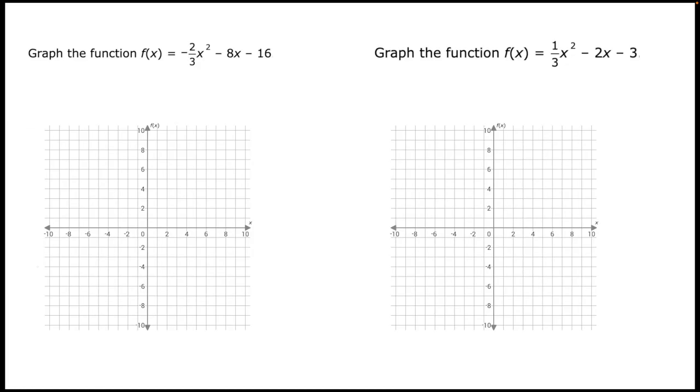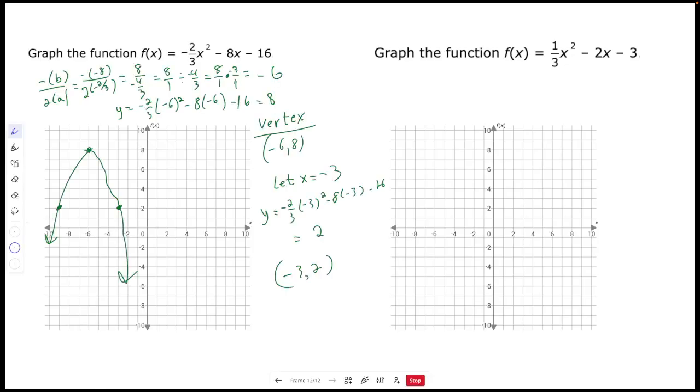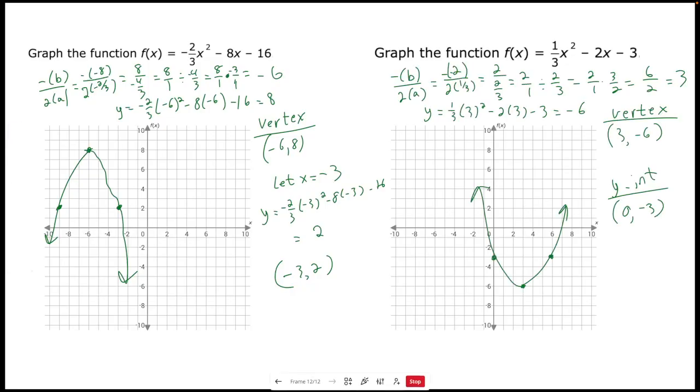Okay, now that you've had time to work these problems, let's check your solutions. For the first problem, you should have gotten a vertex of -6, 8. I tried -5 and -4. They both didn't work, but when I tried -3, I get a nice point. So here's your graph. And for the second problem, you should have gotten a vertex of 3, -6. And this one, you could use the y-intercept, because it's just a -3. It's a low enough number. So that gives you your points, and here's your graph.